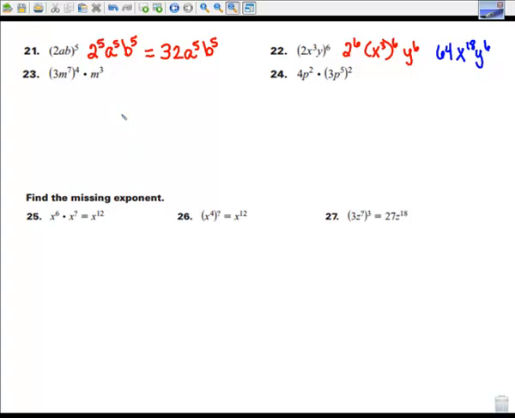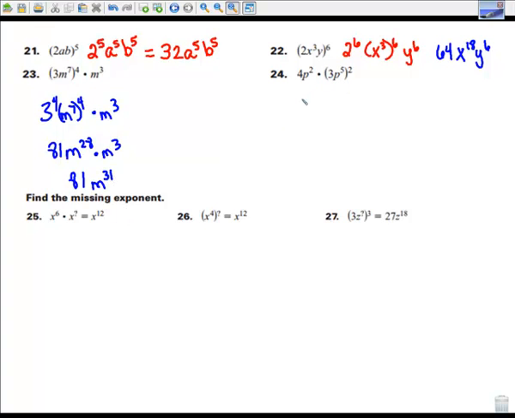Let's try another one. Here we're combining a few things. I have 3m to the seventh to the fourth times m to the third. So let's go ahead and take care of our power to a power, product to a power. So I have 3 to the fourth, and then m to the seventh to the fourth, and then I still have times m to the third. So 3 to the fourth is 81, m to the seventh to the fourth is m to the 28th, and then I still have times m to the third. So now I have the bases of m here. This is 81, and remember when you have the product of powers, you add them, so 81m to the 31st.